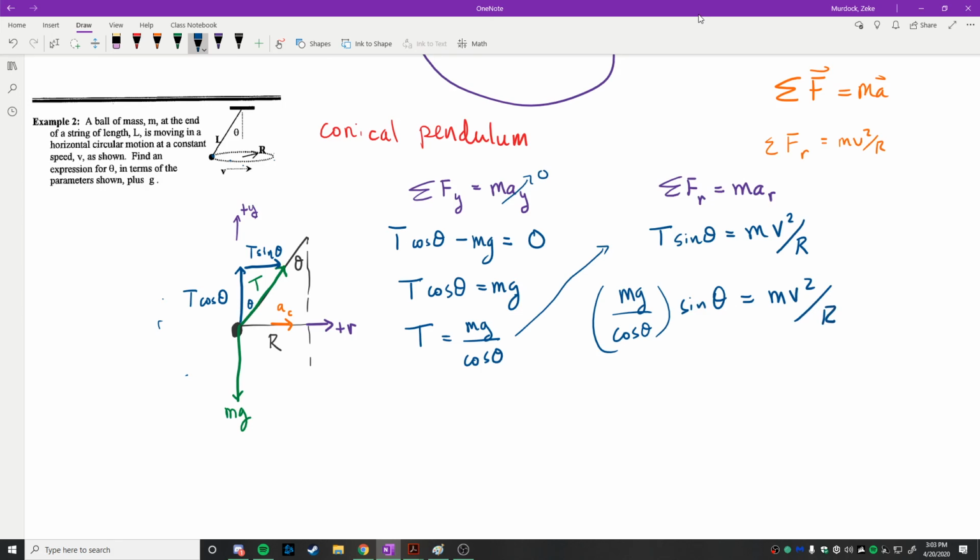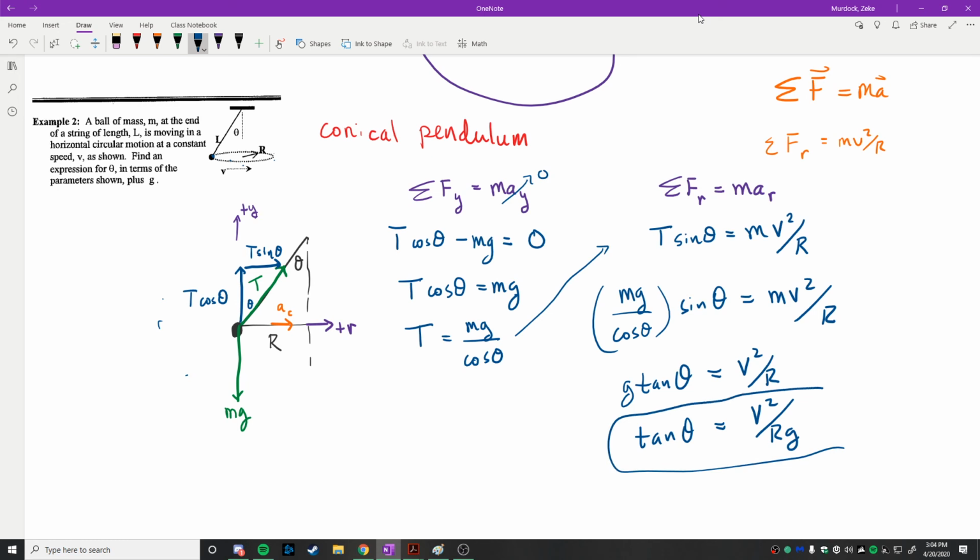And we can do some rearranging here. The masses are going to cancel. And we end up getting what? g tan theta, because sine over cosine is equal to v squared over r. Which means that tan theta is equal to v squared over rg. And then obviously you could use that expression if you wanted to define what the angle theta is by taking the arctangent of these things here.